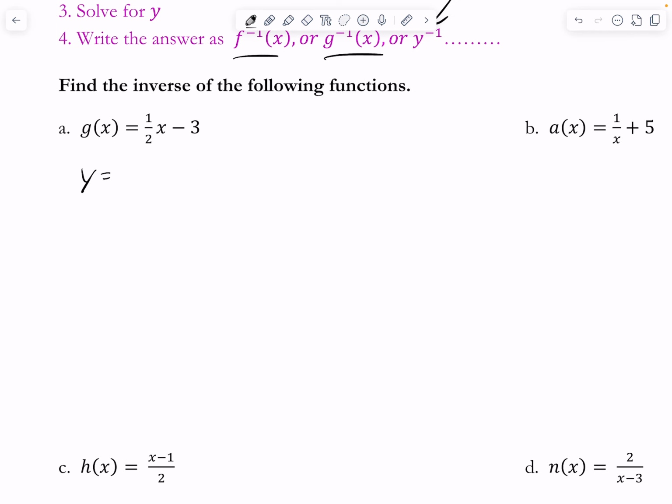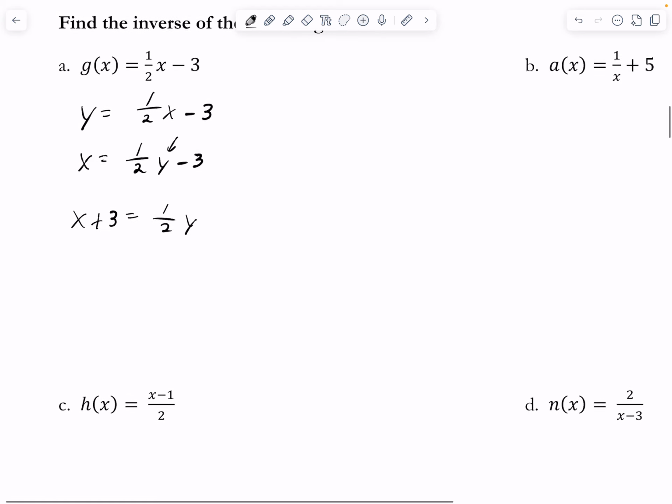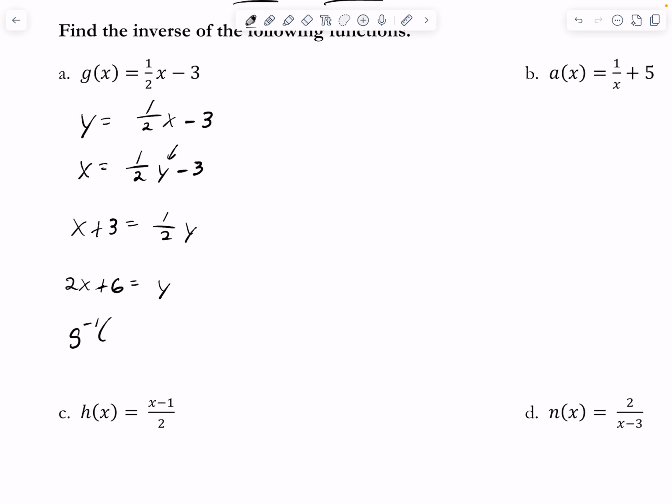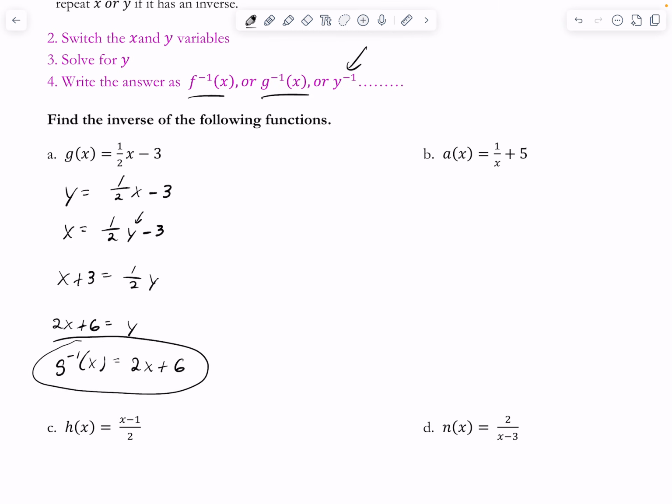So first thing is you write y equals 1/2 x minus 3. So replace the function notation with the letter y. Then you're going to switch the x and y variables. And now I'm going to isolate this y. So I'm going to move the minus 3 over by adding, to write x plus 3. And then to get rid of that 1/2, I'm going to multiply both sides by 2 to get 2x plus 6 equals y. Now I know this 2x plus 6 is a function, it is a line, so I can go ahead and write my inverse as g to the negative first power of x equals 2x plus 6. So that's the notation we use when the inverse is a function.